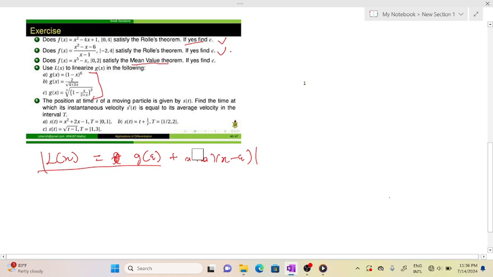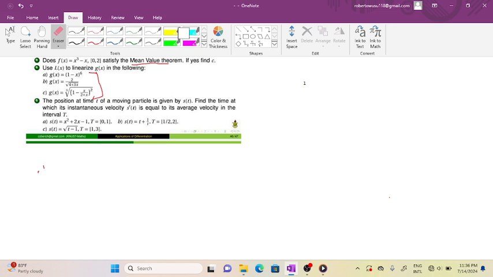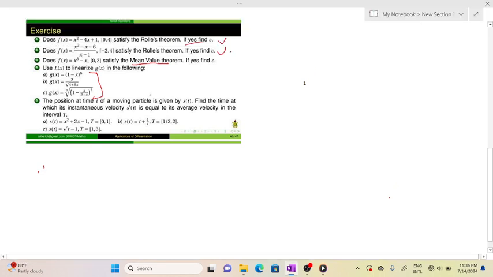Okay, so let's see here. So now we have three different functions here. So we take them one after the other. So I have s of t is equal to t squared plus 2t minus 1. Then t is in the interval 0 comma 1, right? So we are saying that the position at any time t is described as a function of t, s of t.